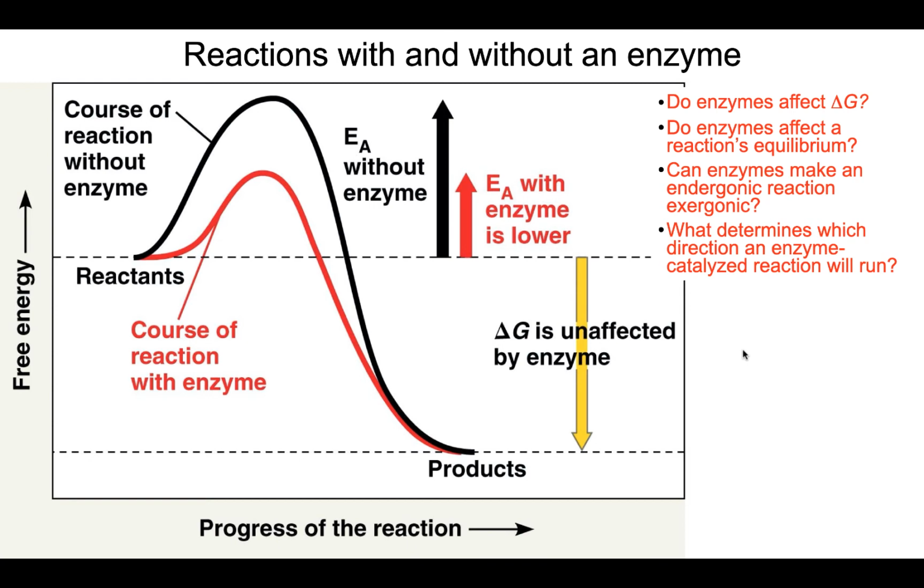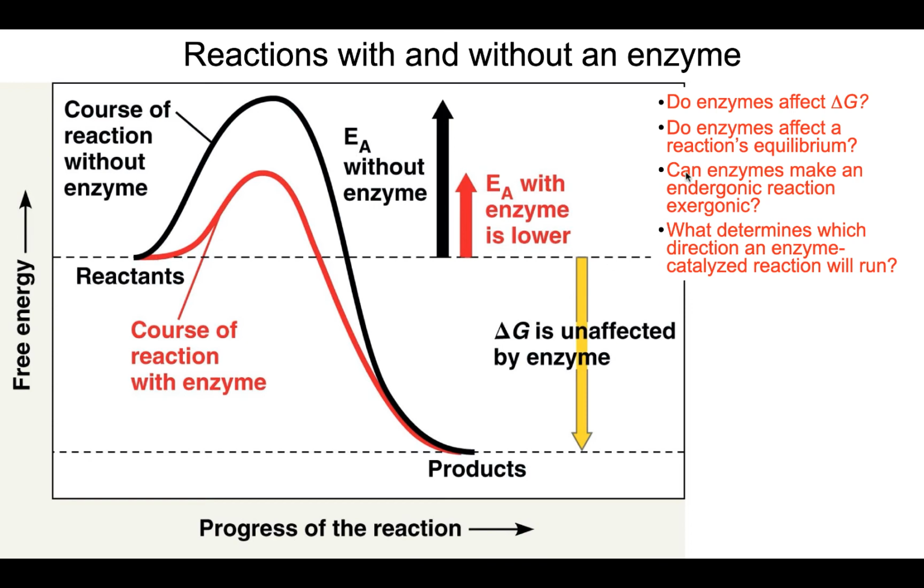And now we're back. All right, so do enzymes affect the delta G? Let's take a look. Delta G is the energy of the products minus the energy of the reactants. Notice whether we've got enzyme or not, the energy of the products and the energy of the reactants don't change, which means the delta G doesn't change.